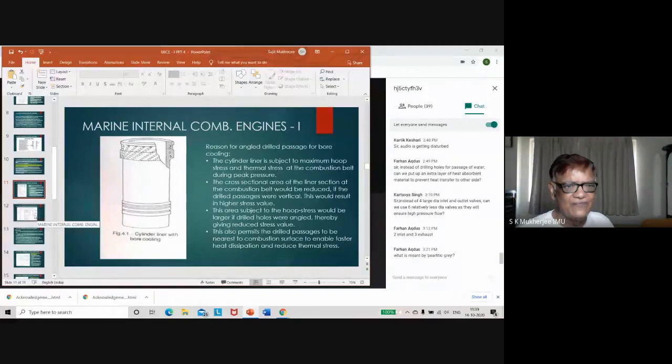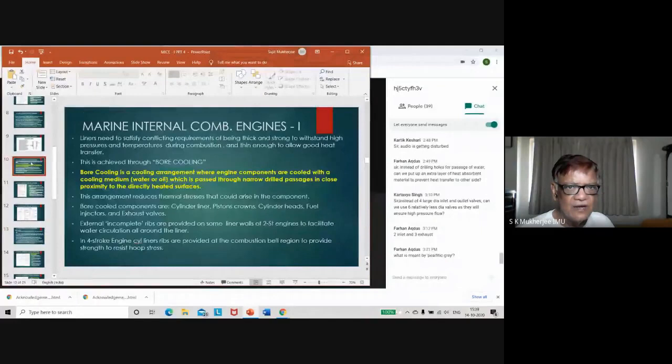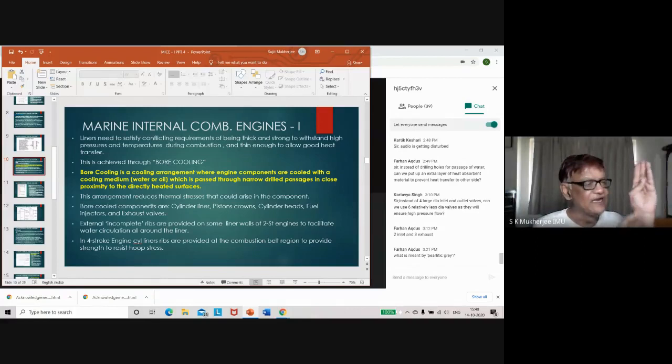So where are we now? Yeah. External incomplete ribs are provided on some liner walls in two-stroke engines to facilitate water circulation all around the liner. Otherwise, the water will enter from one side, go up and go out. Other side needs to be cooled.